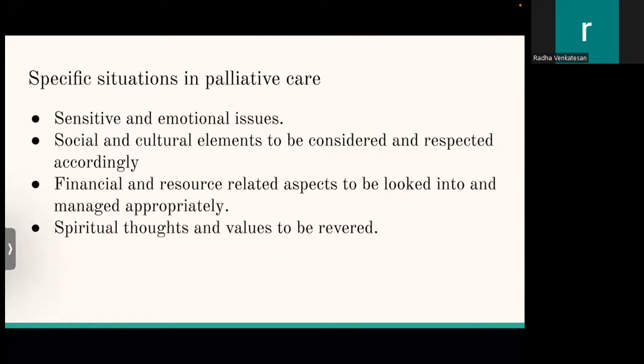Now coming to the specific situations that we have to deal with in palliative care. As we saw in the beginning, there are sensitive and emotional issues which have to be considered. Social and cultural elements will also be there, which have to be respected accordingly. And we do have financial and resource-related aspects to be looked into, and they have to be managed appropriately. Finally, last but not the least, spiritual thoughts and values have to be revered too.